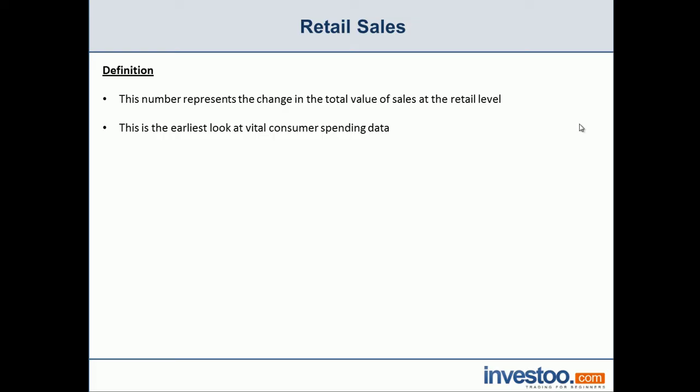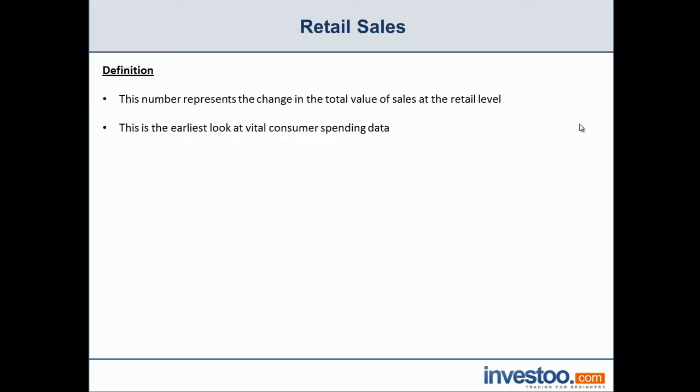So this number represents the change in the total value of sales at the retail level. This is the earliest outlook at vital consumer spending data. Now this is why retail sales are important. As you already know, consumer spending accounts for the overall majority of the economic activity in a country. So this number represents the change month over month of the total value of the sales at the retail level, which means that it accounts for the overall change in consumer spending month over month.